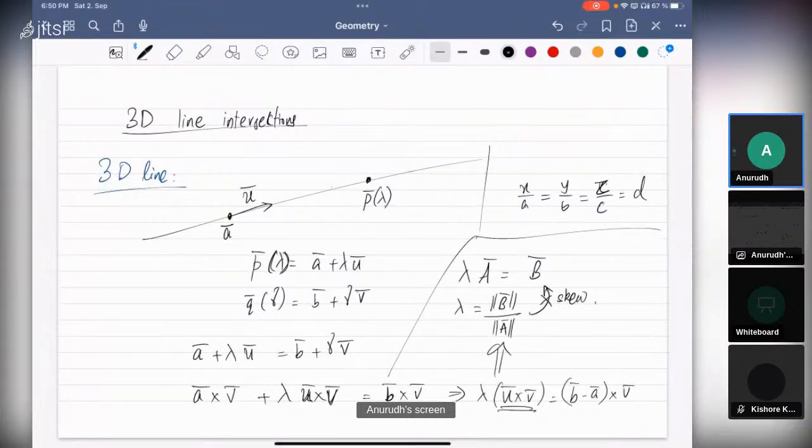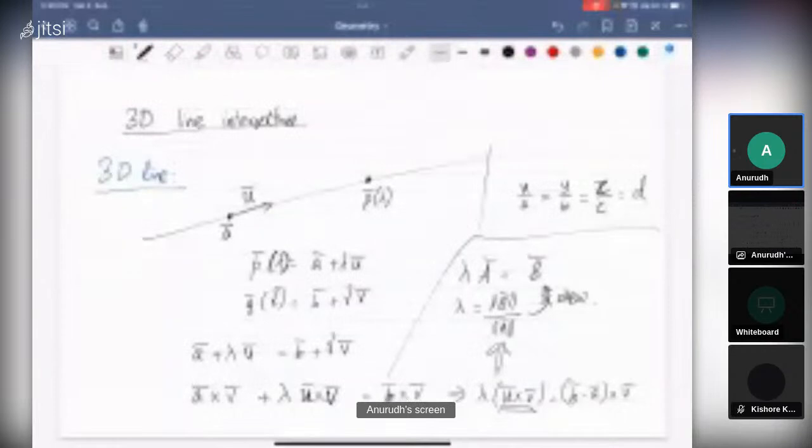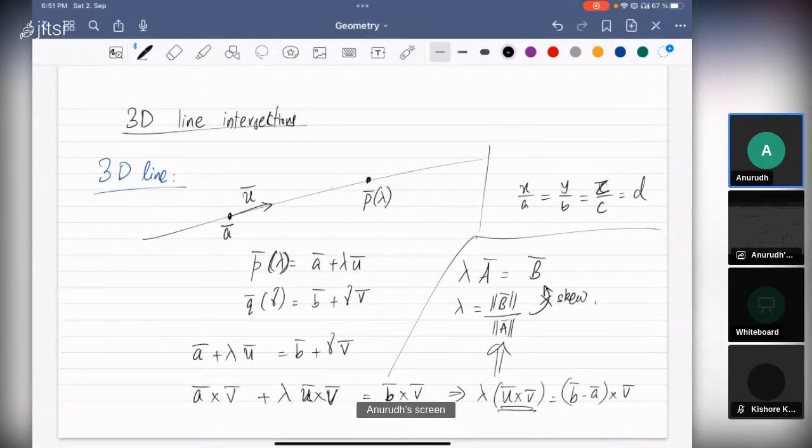So if U cross V is zero, then you get parallel or coincident lines. And if they're not, then you proceed to find lambda by dividing the norms and plug it in. If it doesn't match, you have skew lines. And if they do match, then you actually have the point of intersection, because you know the value of lambda, you just plug it in into P plus lambda times U, and then you have the exact point of intersection.